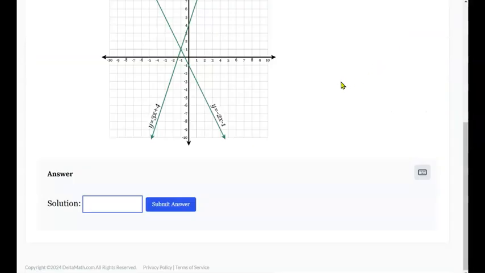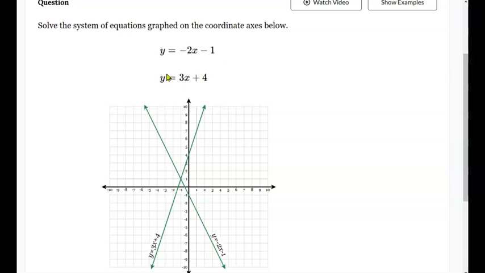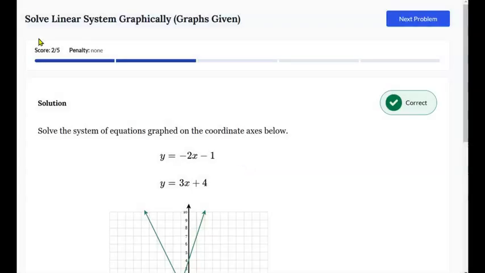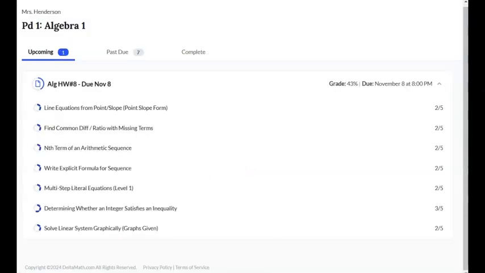Again, you're searching for the intersection point. So here is your system of equations. Scroll down the graph, look for that intersection point, and type it appropriately here with a comma in between, and then click Submit. And that concludes homework number 8.